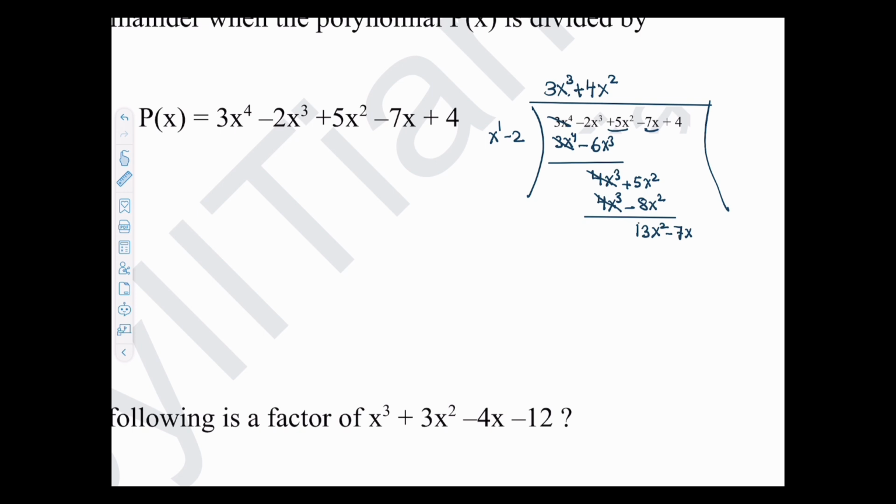Again, focus on the term with the highest power. So here it's x squared and here is x powered 1. So obviously you have to multiply it with x powered 1 because 1 plus 1 gives you square, and here the coefficient is 13. Multiply it with 13.